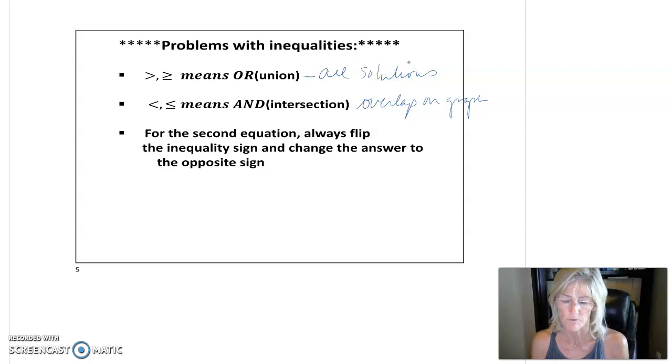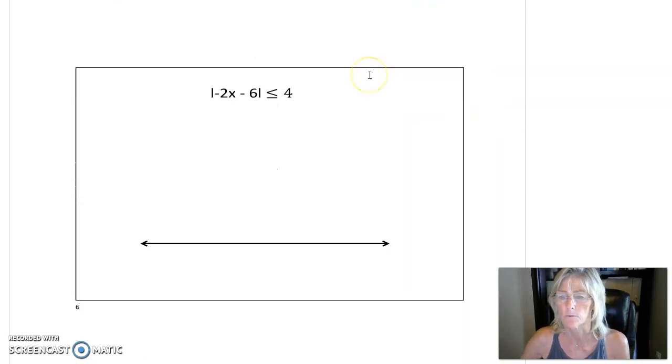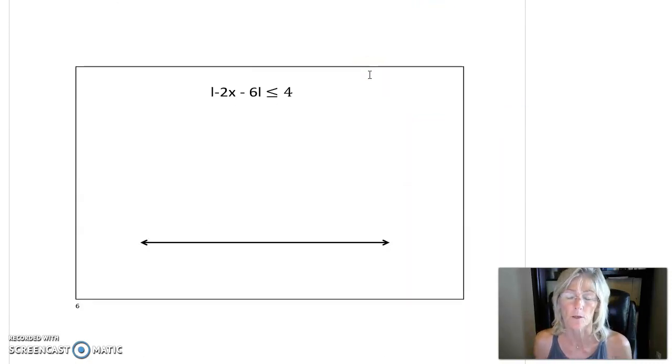So in this one, when we flip it, we have to do some things to the second equation. We're going to flip the inequality sign and we're going to change the answer to the opposite sign. So let's look at an example. This absolute value is all by itself, so now we're ready to split.